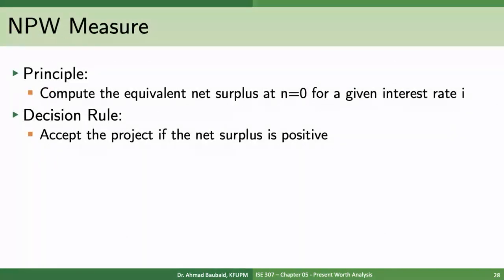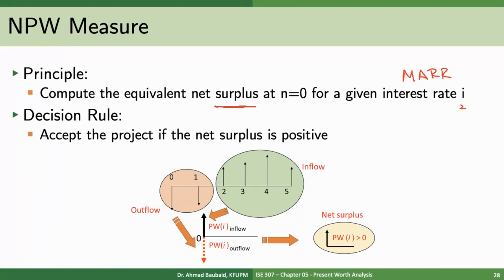The principle of this approach is to compute the equivalent net surplus. So this is another word. A surplus is inflow minus outflow at time 0 for a given interest rate i. In fact, we refer to this as the MAR in this context. And again, we accept the product if the net surplus is positive. So this is, I think, where we stopped, and now we're going to see some examples. Here you move the inflows back to 0, you move the outflows back to 0, you subtract, and then you find the net surplus. If it's positive, you go ahead and accept the investment.